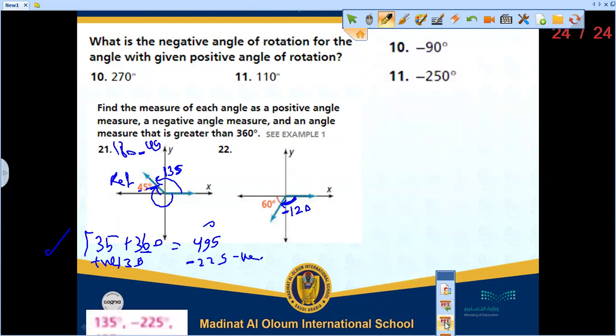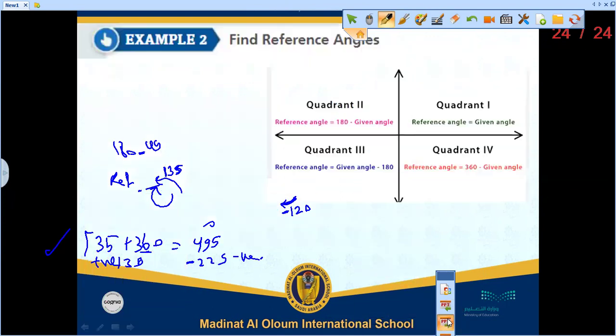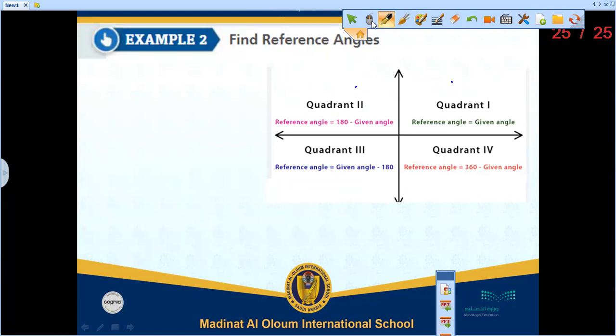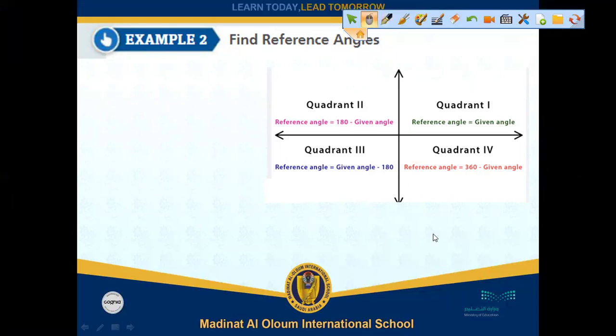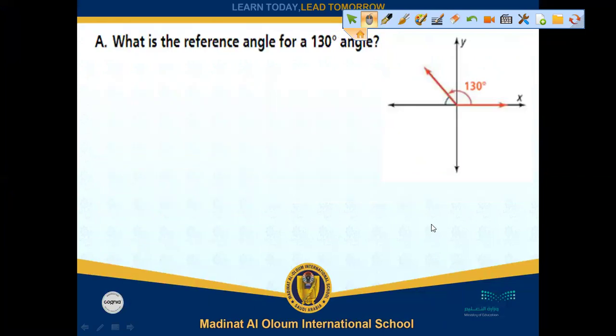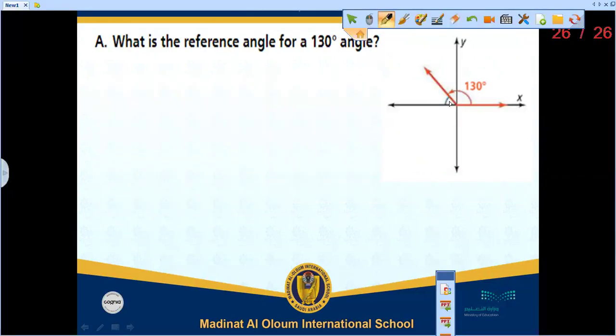Okay, guys. Then this is my first quad, second quad, third quad, fourth quad. You must remember this table, guys. Okay, then if the angle lies in the first, the reference angle, we said reference angle. Look, if I give you the angle 130, what is the reference? 130 lies in the second quadrant. If the angle is in the second quadrant, 180 minus the given angle gives me the reference. Again, how can we get the reference? 180 minus the given angle.